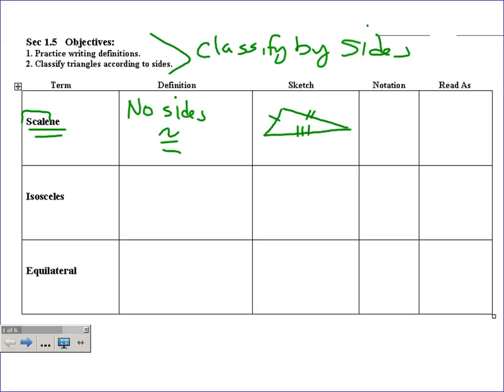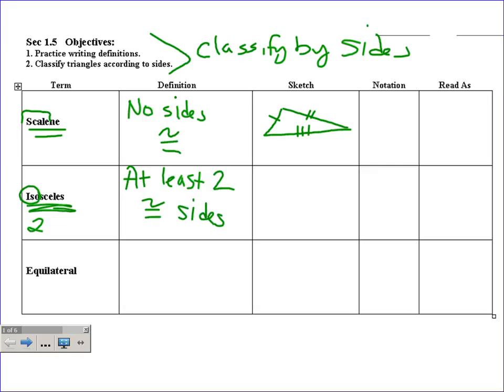Okay, it's kind of a weird word, isosceles. Football players, if you know what an ISO is, ISO has to do with two different people doing two different things at the same time. It's kind of weird, but it's an ISO. ISO basically means two. Okay, so the definition here is at least two congruent sides. At least two congruent sides.